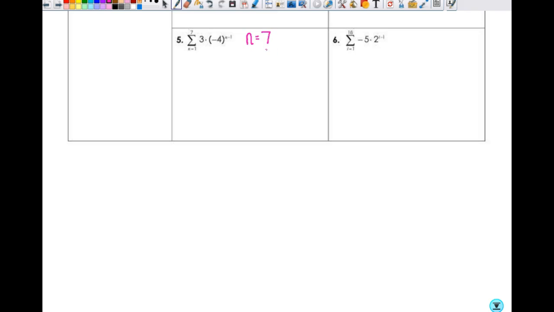And I'm also going to need a 1. I could substitute 1 in. If I did that, 1 minus 1 is 0. What's negative 4 to the 0 power? 1. And so I get 3. Is that a big shock?